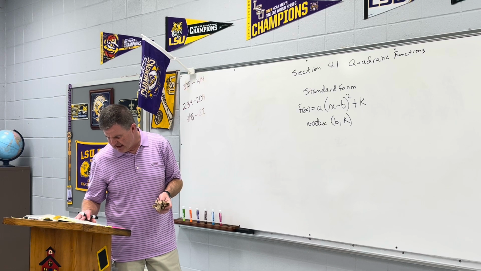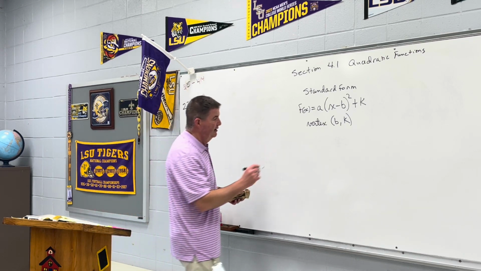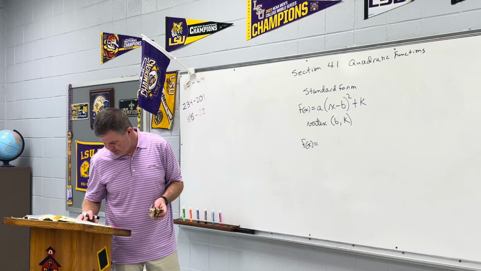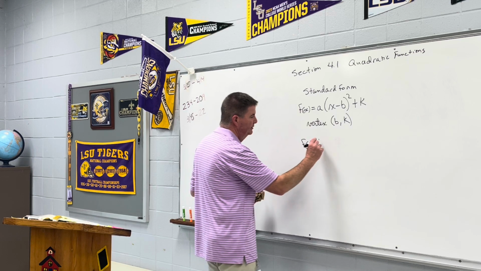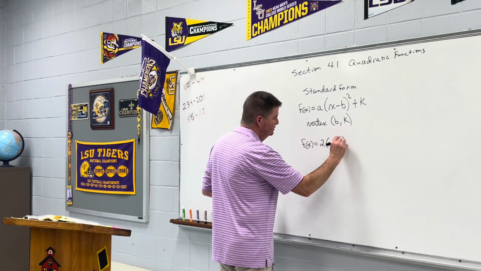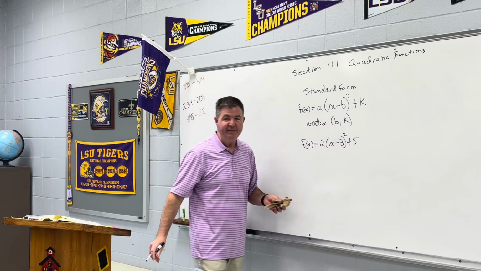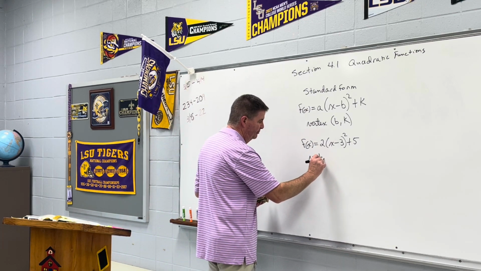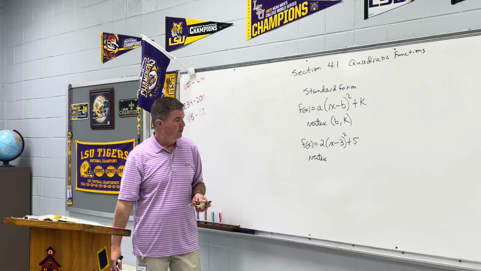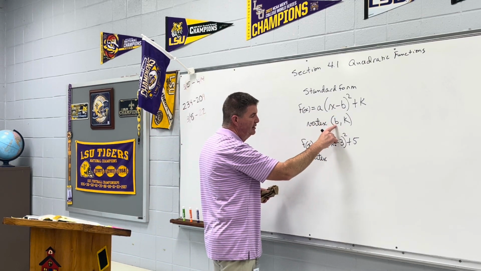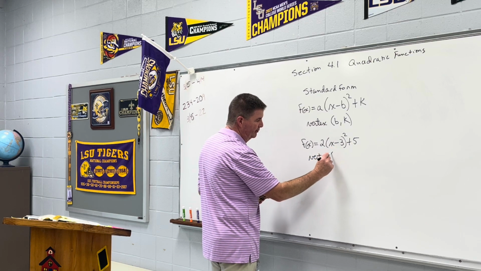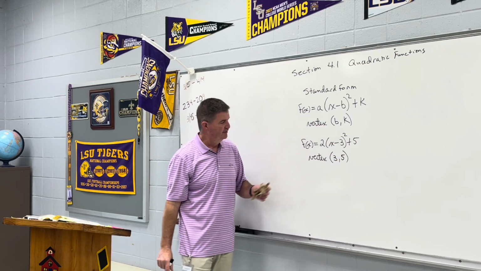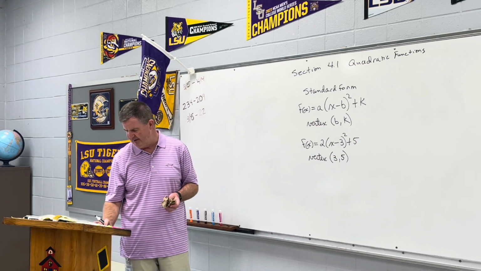So in example number 1, we have f of x is equal to 2 times x minus 3 squared plus 5. And they want us to find the vertex of the parabola. So what we have is the opposite of b, so the opposite of negative 3, which is 3, comma, k, which is 5. The vertex for this parabola would be 3, comma, 5.